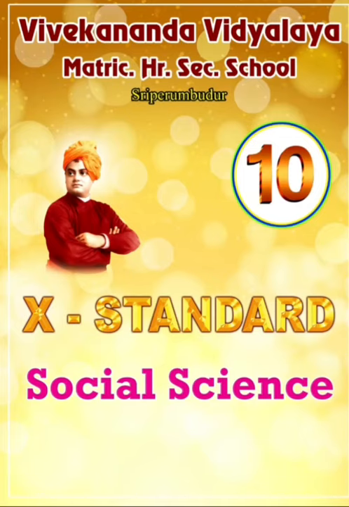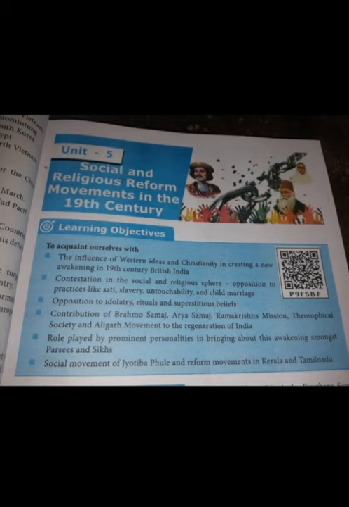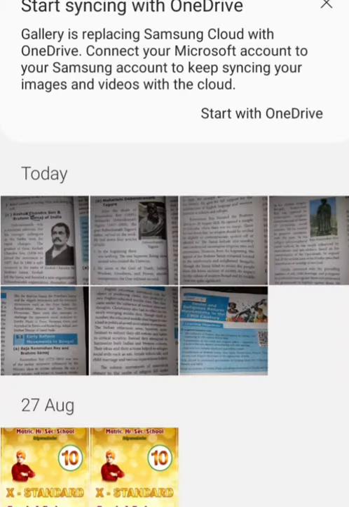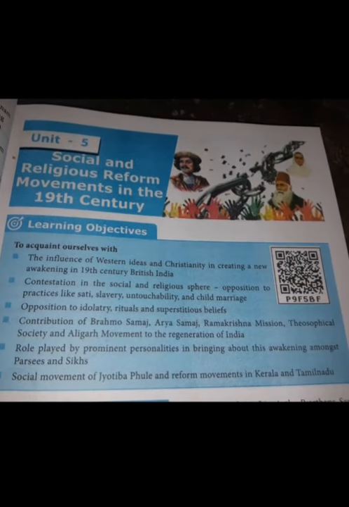Today we are moving on to the new topic of Unit 5, page number 53, Unit 5, SRRM 19. Though you may wonder why sir is going to present about SRM. S for social, R for religious, R for reforms, and M for movements of the 19th century. That means social and religious reform movements in the 19th century.